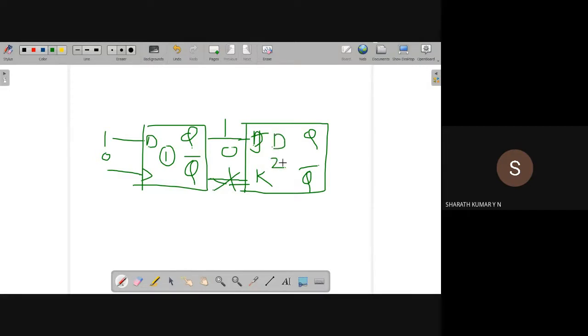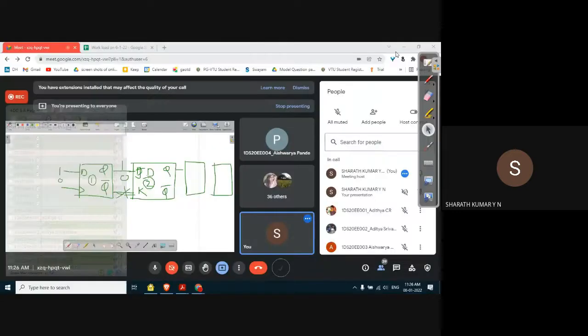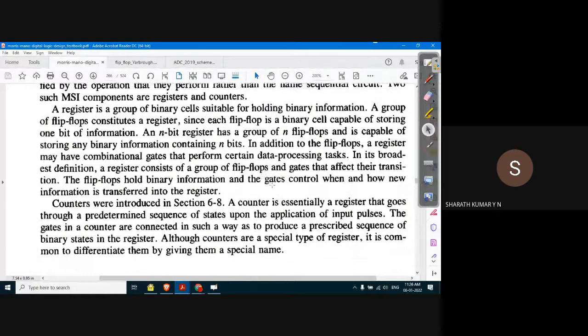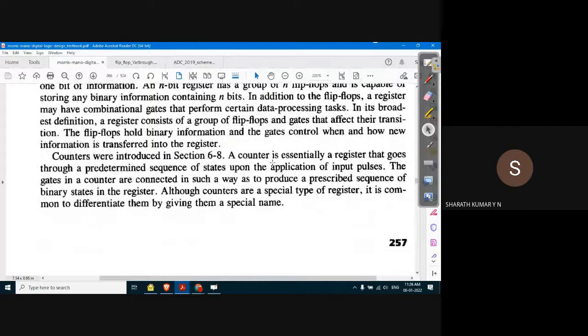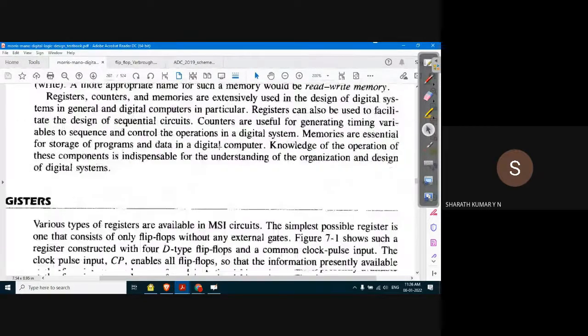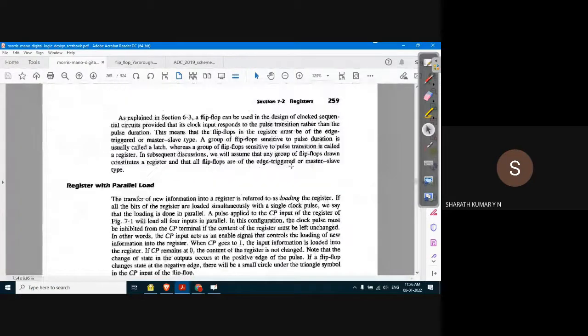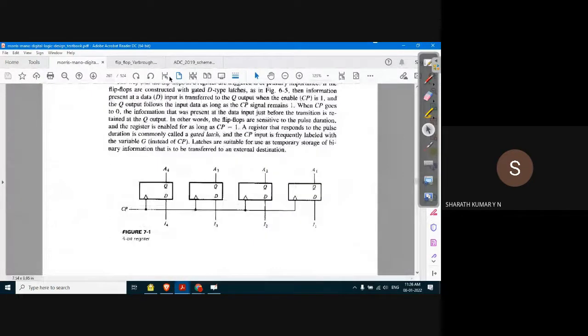So this arrangement can now store 2 bits of data. To store N bits of data, we have to go for N flip flops arranged next to each other, so it can store N bits of data. That is how the N-bit register is explained in this text. Let us look into the diagram. Here it is. This is a 4-bit register.